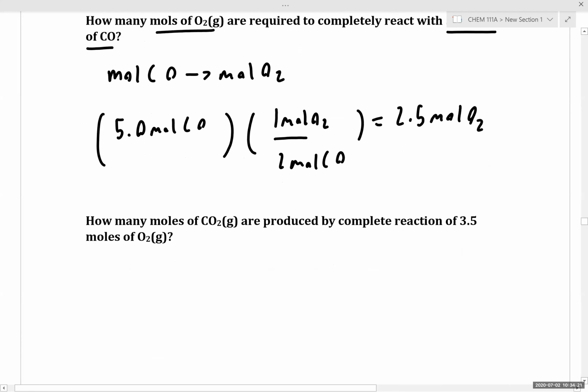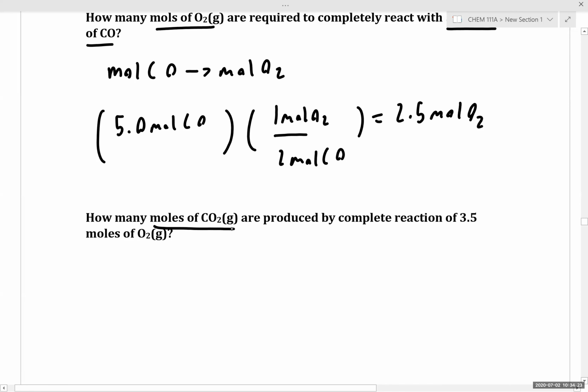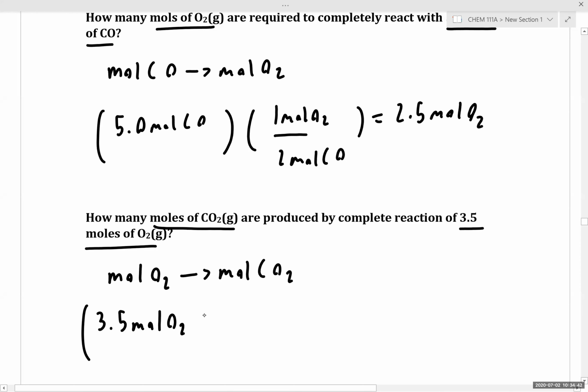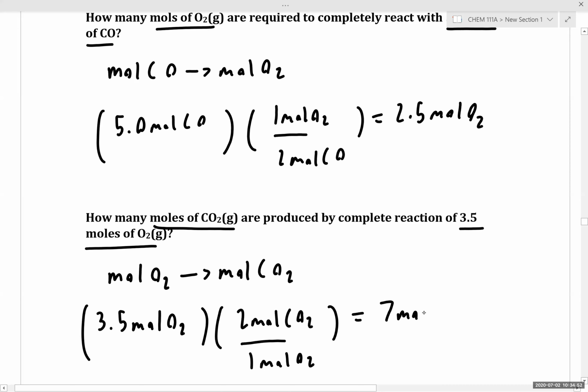Okay, let's try to answer the question now. How many moles of carbon dioxide are produced by complete reaction of 3.5 moles of oxygen? Okay, this time we're going from moles of oxygen to moles of carbon dioxide. If we have 3.5 moles of oxygen, we know that we have 2 moles of carbon dioxide per 1 mole of oxygen, and that in turn gives us 7 moles of carbon dioxide.